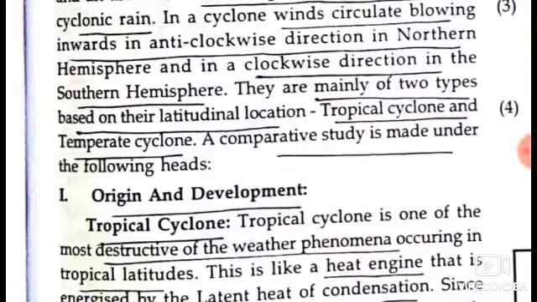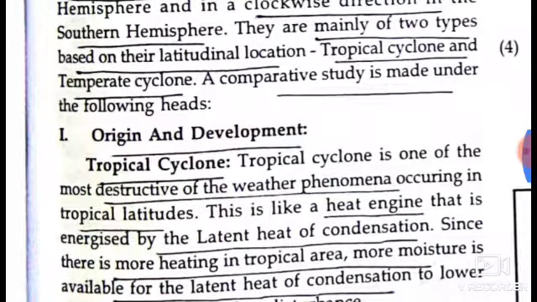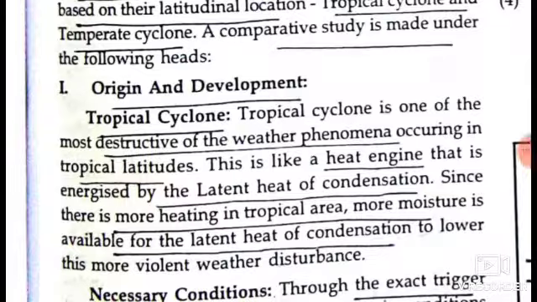Tropical cyclones. Tropical cyclones are one of the most destructive of the weather phenomena occurring in tropical latitudes. This is like a heat engine that is energized by the latent heat of condensation. Since there is more heating in tropical areas, more moisture is available for the latent heat of condensation, leading to more violent weather disturbance.